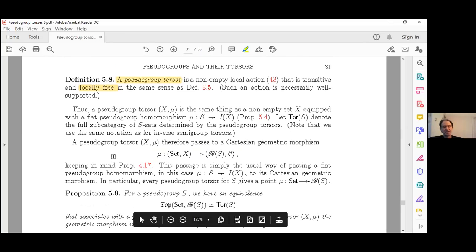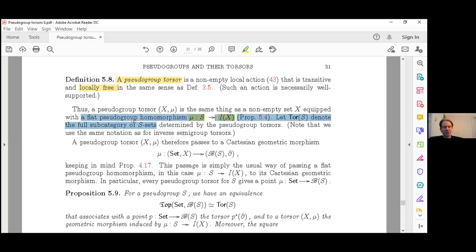The nice thing about this is it turns out there's a nice connection with pseudogroup homomorphisms, in the sense of morphisms of pseudogroups, and that a pseudogroup torsor is precisely a flat pseudogroup homomorphism, meaning what's called preserves binary infima and what Marx introduces as the term hypercollitic.